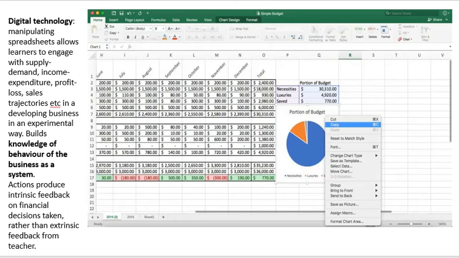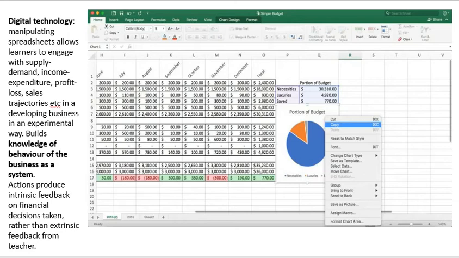And as they input certain figures or information, the spreadsheets will provide them with certain outcomes. So they'll be learning as they go along: if this, then that, if this, then that. So it'll build their knowledge of the behavior of the business as a system. And this is really intrinsic feedback that they'll get on their financial decisions, rather than the extrinsic feedback from the teacher. And obviously this is something that's very authentic, because if they are going to be running a small business, they will need to be modeling their financials in spreadsheets and things like this. So a very authentic type of exercise.